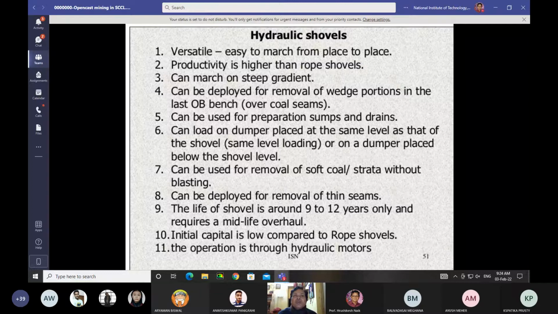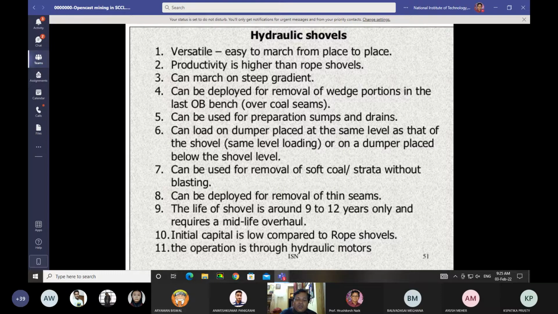The life of the hydraulic shovel is around 9 to 12 years only and requires a midlife overhaul. So after working for 9 to 12 years, you have to go for overhauling of the machine. Their life is very less, 9 to 12 years, whereas the rope shovel, electric shovel life is 30 to 50 years. So that is also one of the reasons.